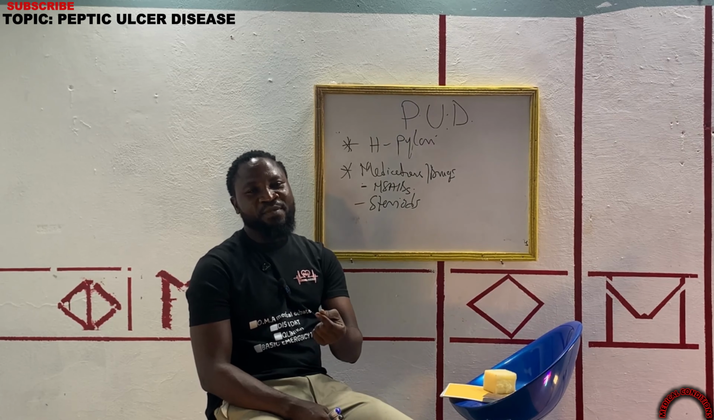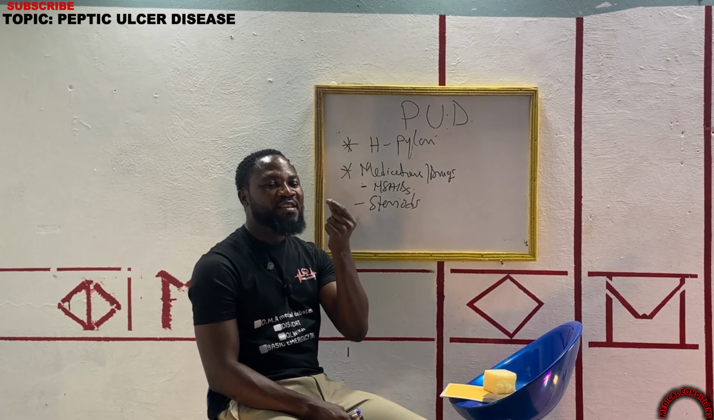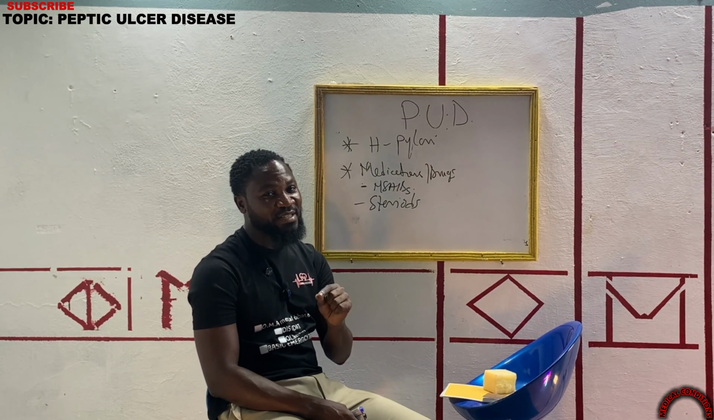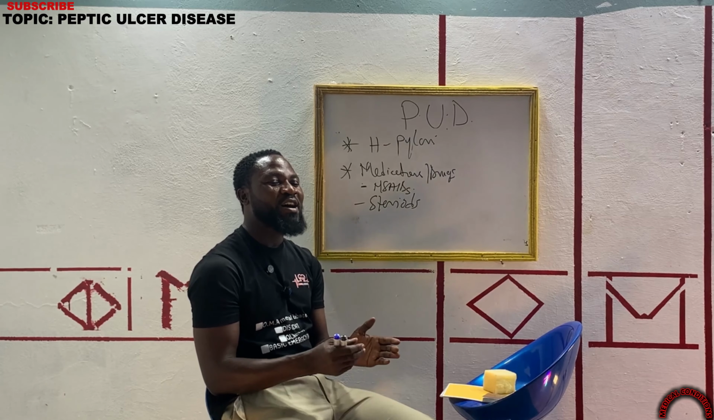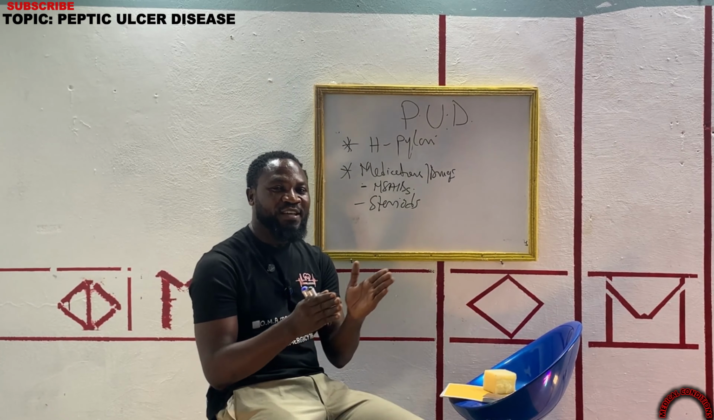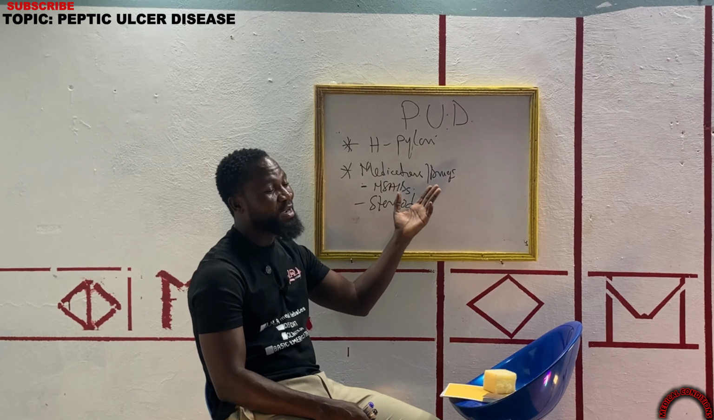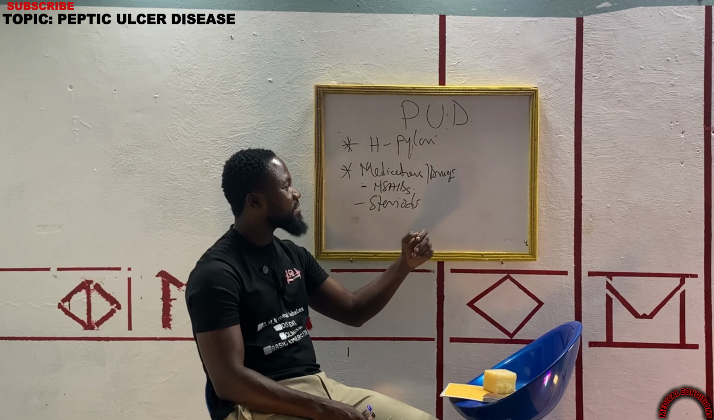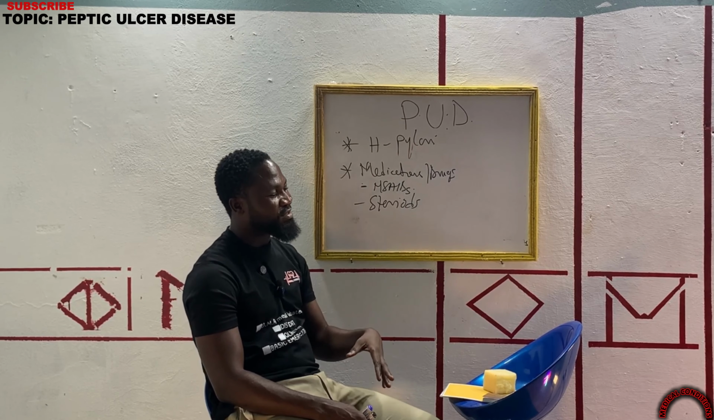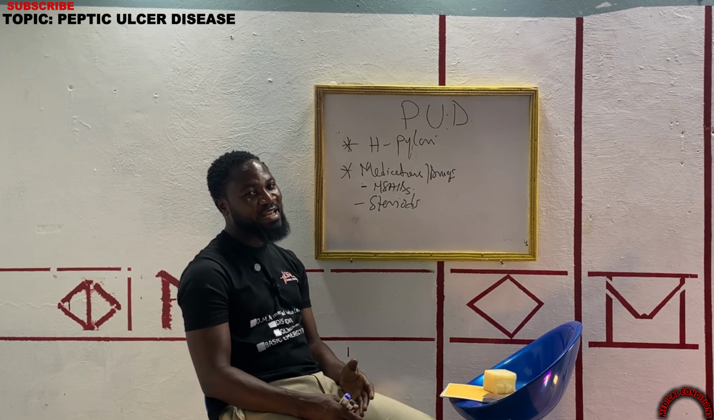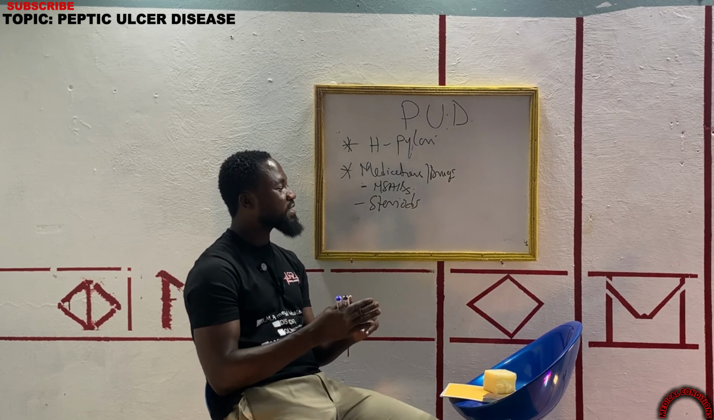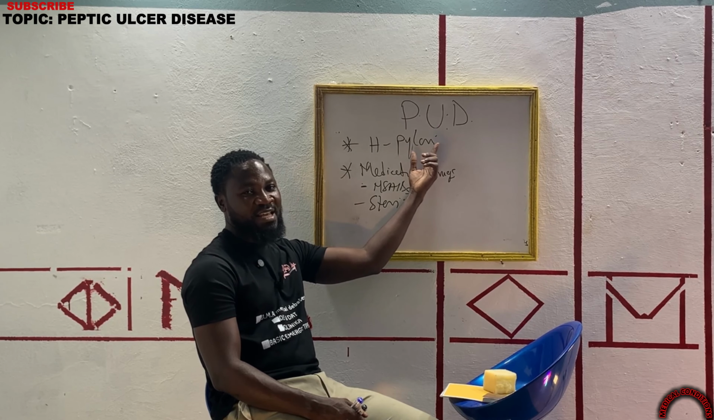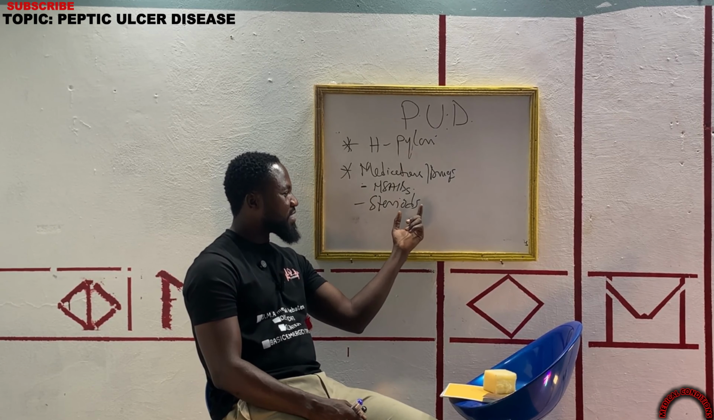pylori. But like I said, the fact that one has tested positive for H. pylori doesn't necessarily mean the person has an ulcer. It just means that you are at a higher risk of getting an ulcer, because it will take time for the H. pylori to degrade the stomach lining. And at the end of the day, you have someone who has contracted H. pylori and at the same time is on NSAIDs or steroids. You realize that this person is at a greater risk than someone who has just had the organism, yet is not on this, is not on that.